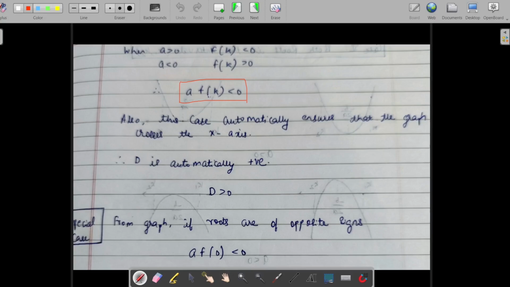Again, we are just putting f of 0 here because if one root is negative and one root is positive, 0, that is the origin, will lie in between those two roots, right? So in the special case, if both roots are of opposite signs, this is the necessary and sufficient condition. And how have we figured it out? Simply by putting k is equal to 0 here. So we will get a into f of k is less than 0. I hope you have understood this case.